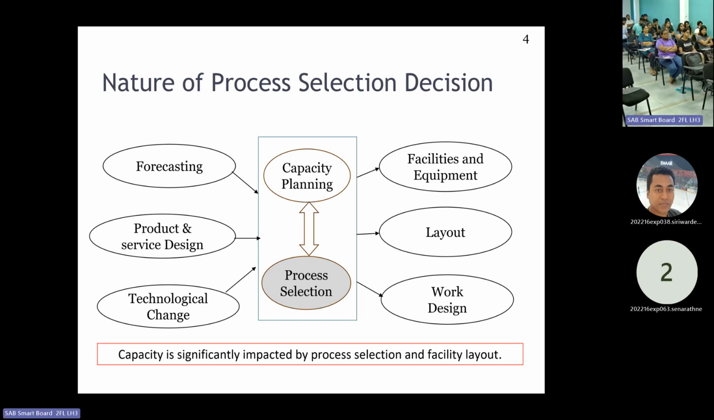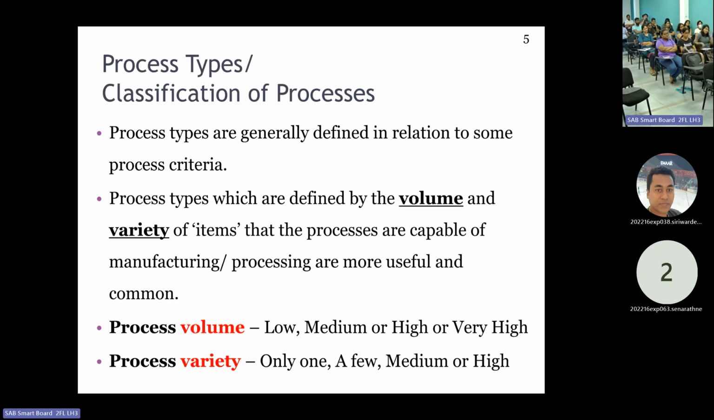We're going to study the process selection decision, an important area of operations management. Now, when we talk about processes, especially the management side of processes, we identify different types of processes. We call them process types or classification of processes.